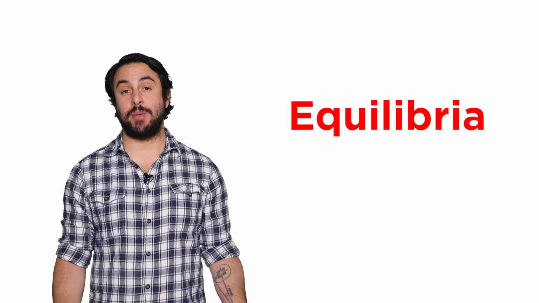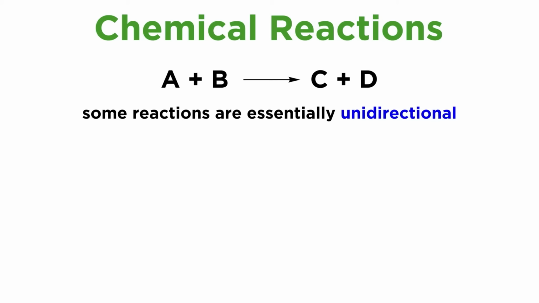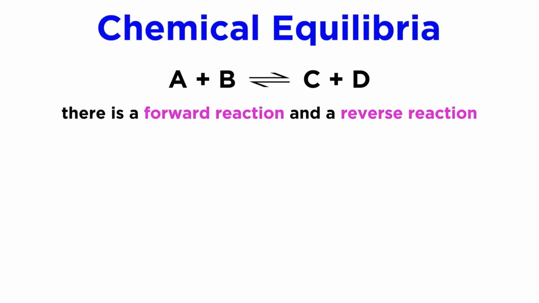Let's start out very simply by defining equilibria and their characteristics. Many chemical reactions that we have studied so far can be considered essentially unidirectional. There are reactants, and these get used up to form products, after which the reaction is over. But many systems do not operate like this. There exist chemical equilibria in which there is a forward reaction and reverse reaction, and both are happening constantly.